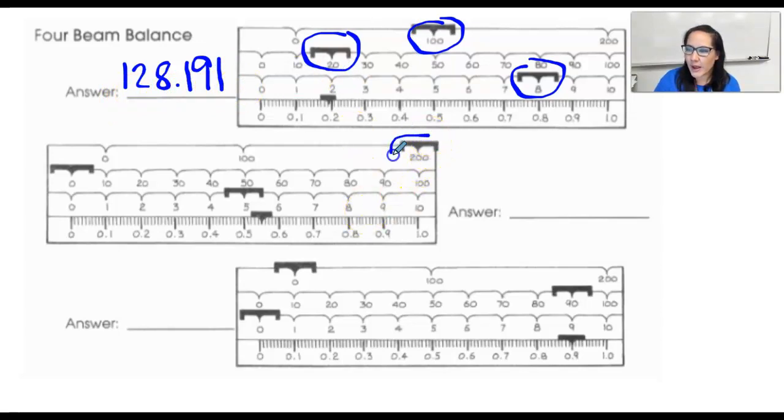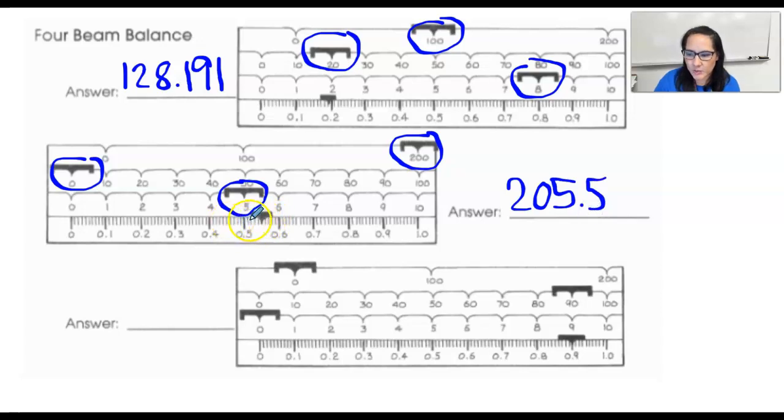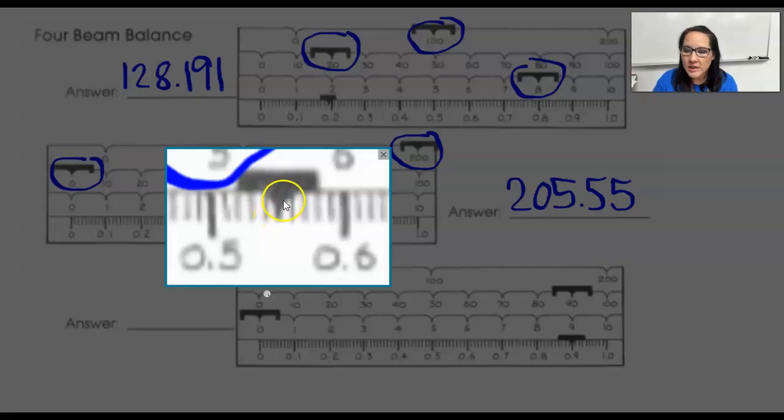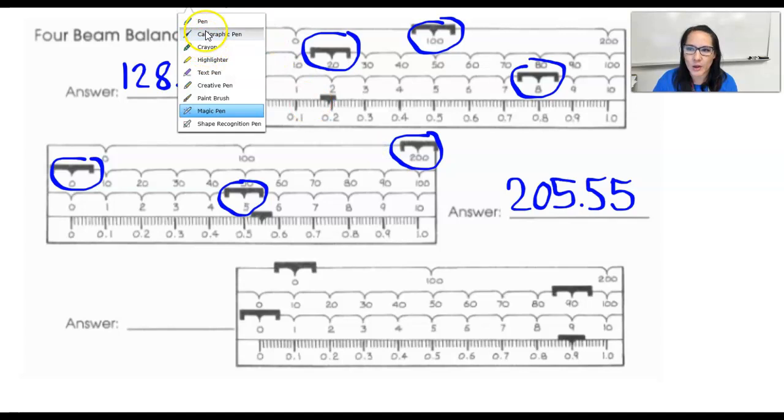If I look here, we have 200 plus 0 plus 5. So that's going to be 205 point. And here I know that it's past the 0.5 but before the 0.6, so 0.5. And now it's in the very center, so this is 0.51, 0.52, 0.53, 0.54, 0.55. And now I simply need to estimate one more digit. If you look closely, you'll see that it is right on the line. And when it's right on the line, we just need to add a 0.